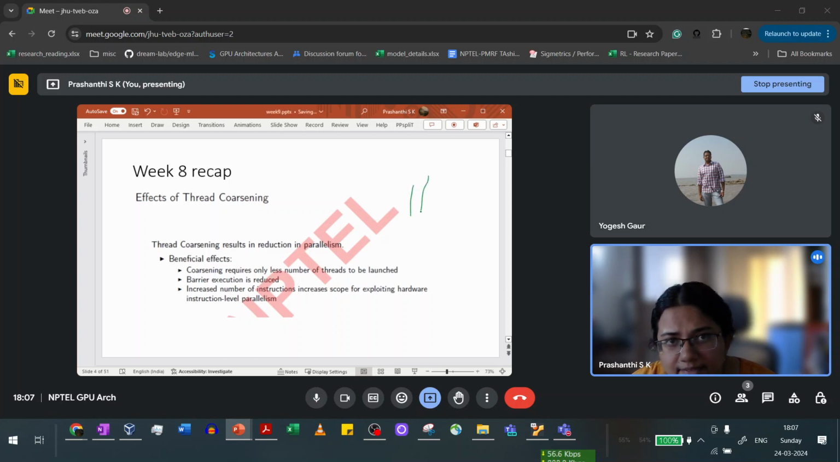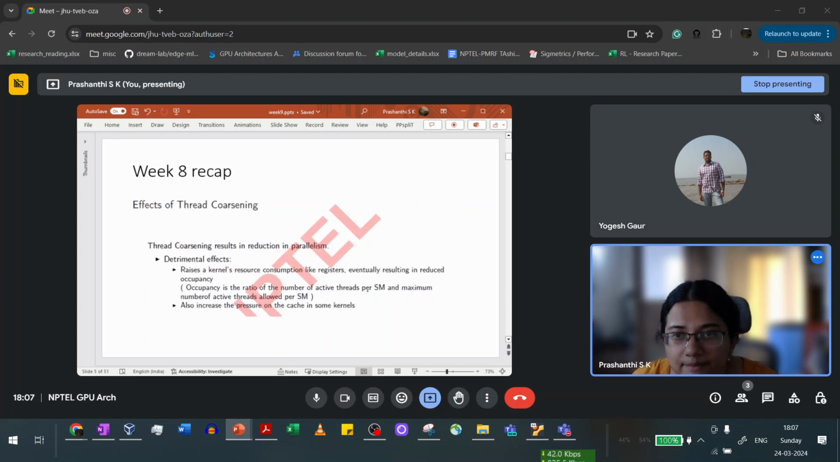For instance, let's say we had 4 threads and now I'm coarsening it by a factor of 2, meaning I'm merging the work of these 2 threads into one thread, and therefore you'll be launching only 2 threads. And again, an increased number of instructions increases scope for exploiting hardware level parallelism as well.